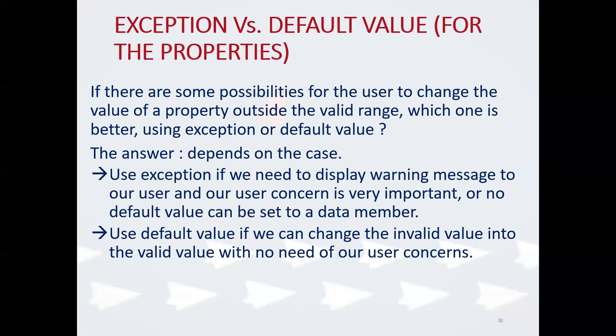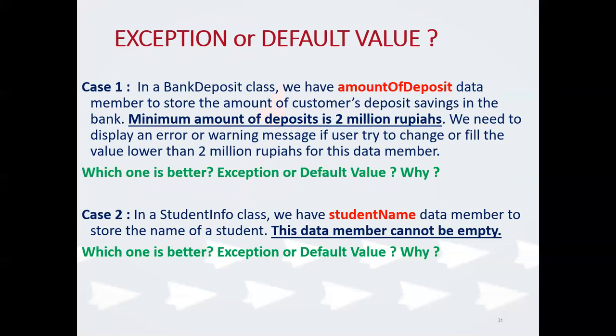For example, for pin, which one is better? If the user provides no pin, should we raise exception or should we give a default pin? What do you think? Exception. Exception, correct. If we give default value, then people will say, okay, so what's my pin? Right? Instead, we should raise exception. Hey, you have not put any pin, so you should provide one before you can create an account.